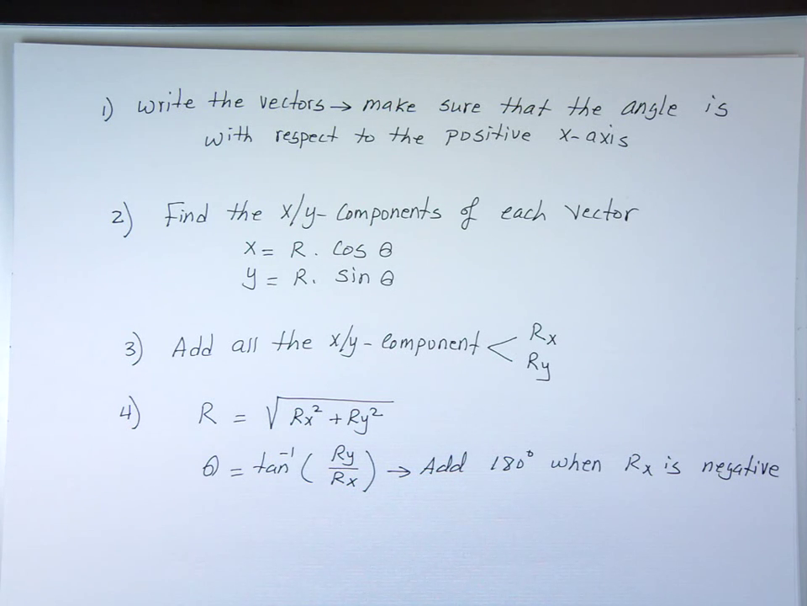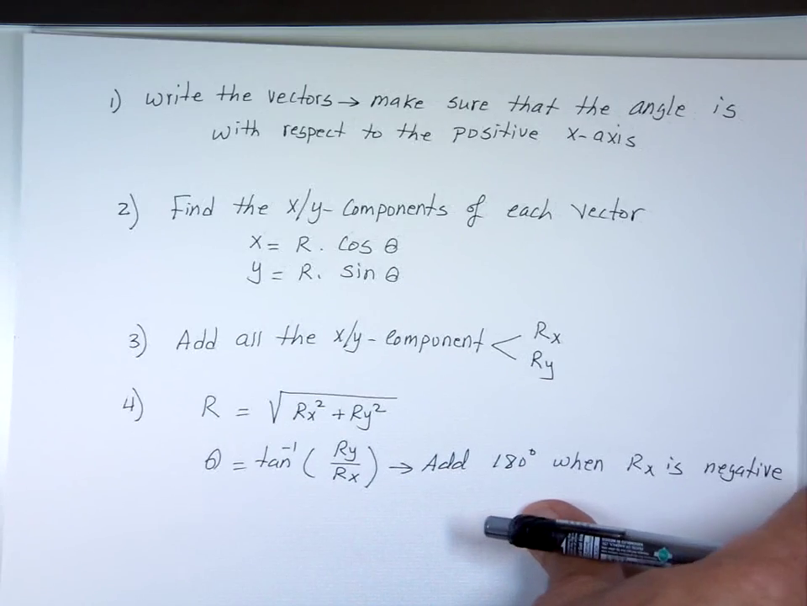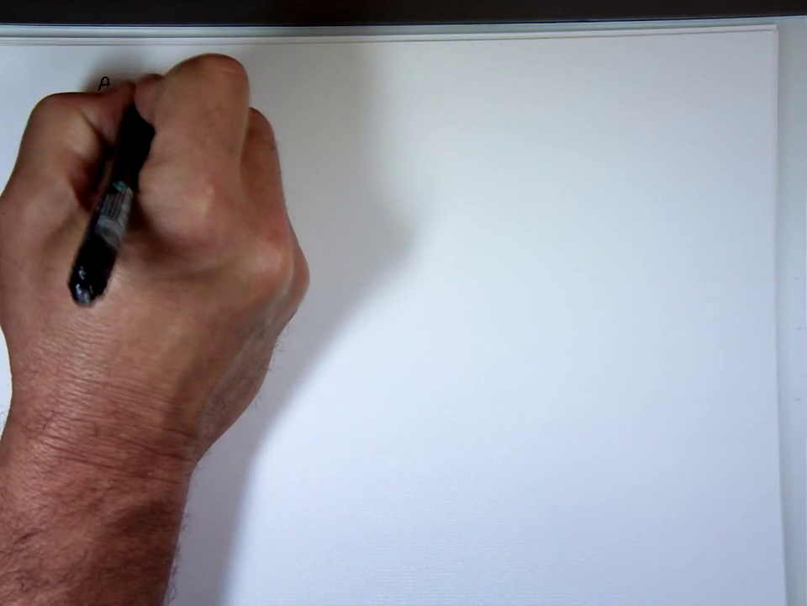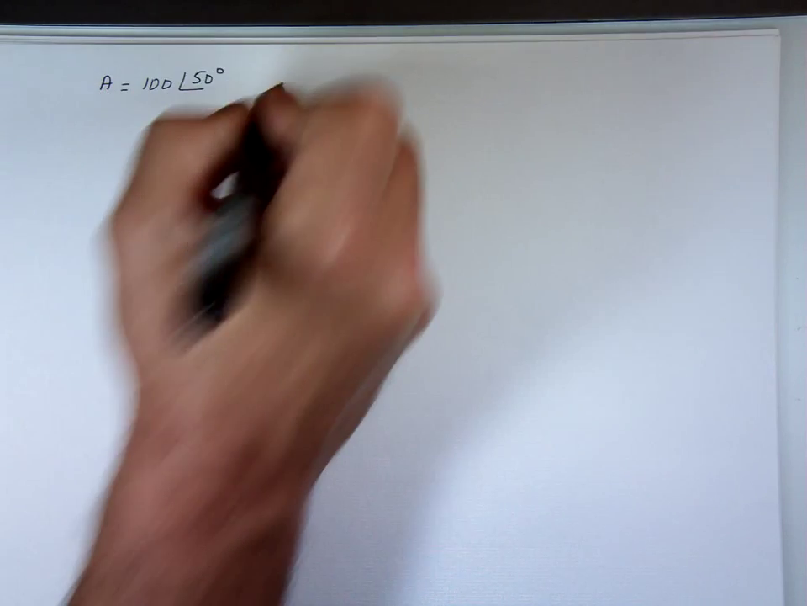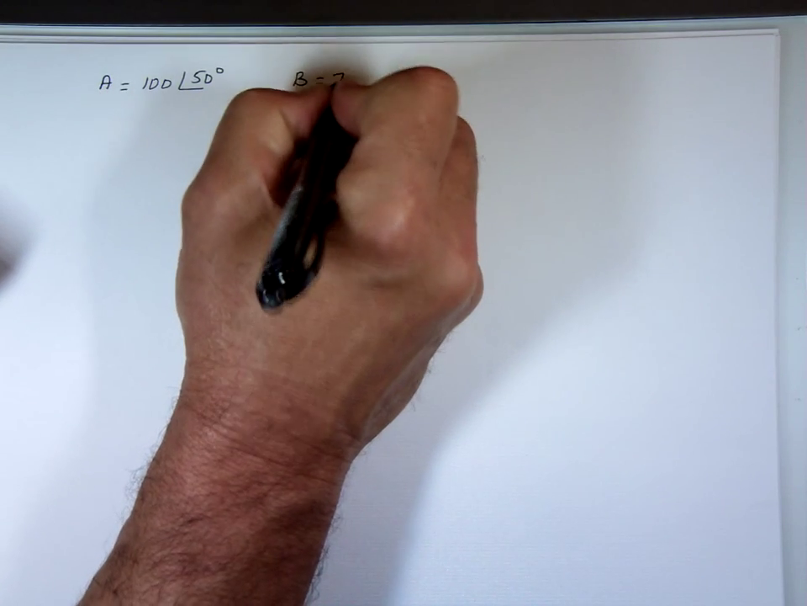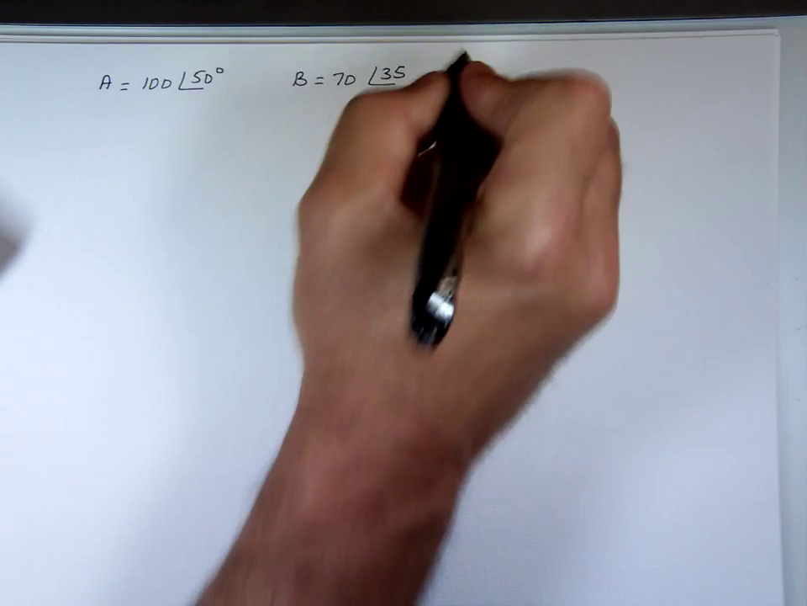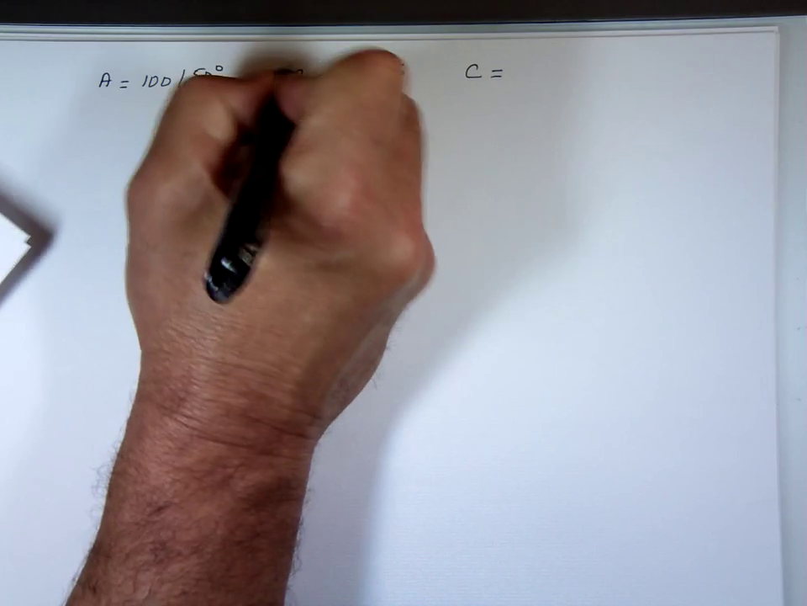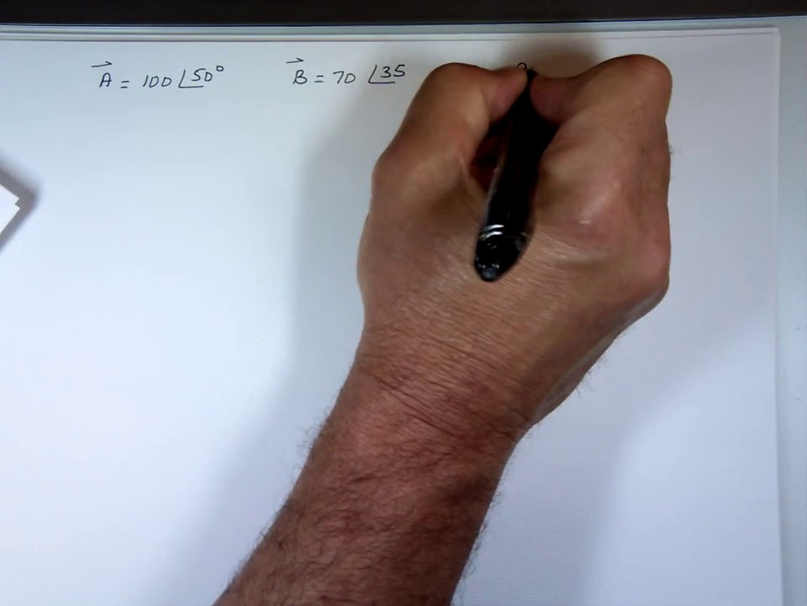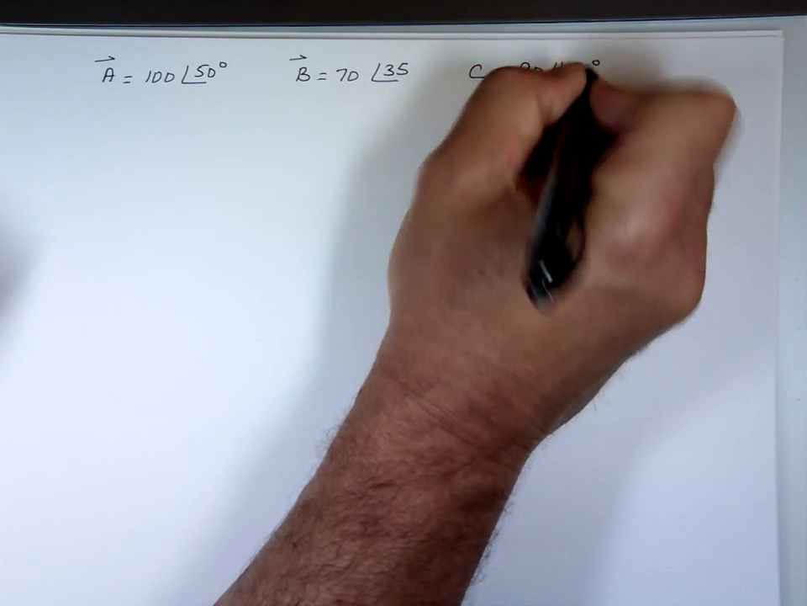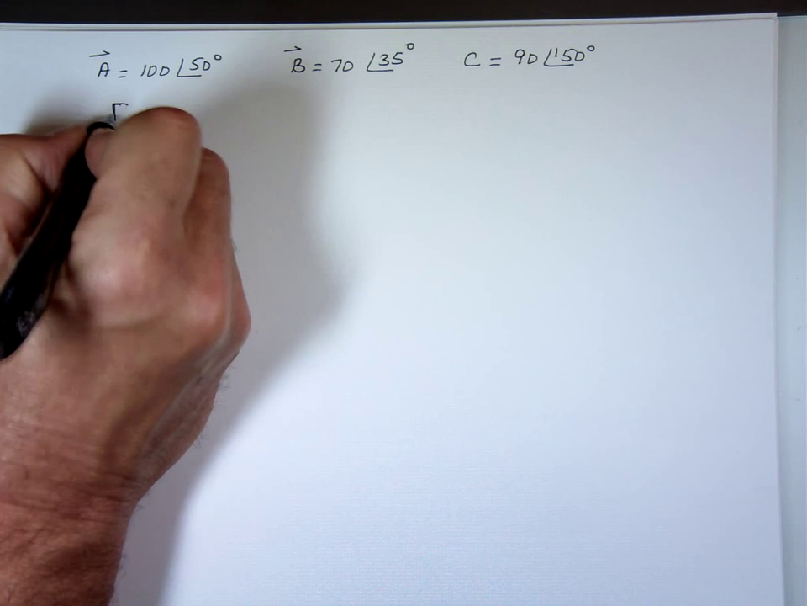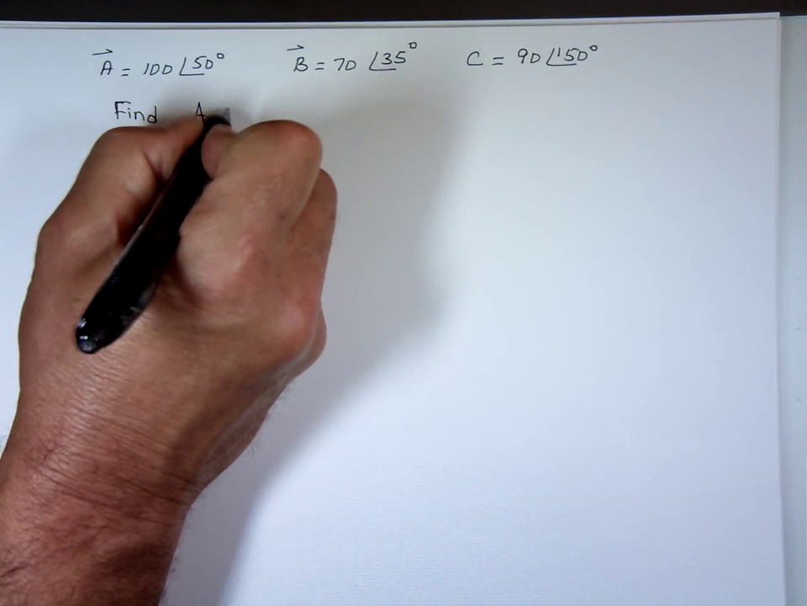So let's take another example here. We did that, A minus B plus C, and we'll add it using components. So here we go. We have A equals 100 angle 50. B equals 70 angle 35. And C equals 90 angle 150. I want to find A minus B plus C.